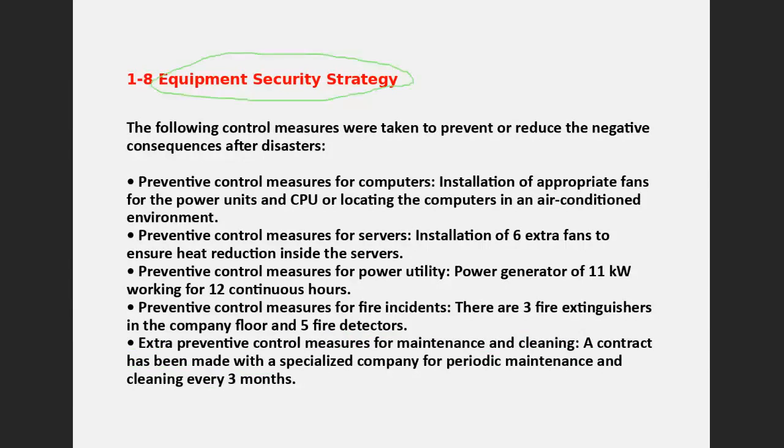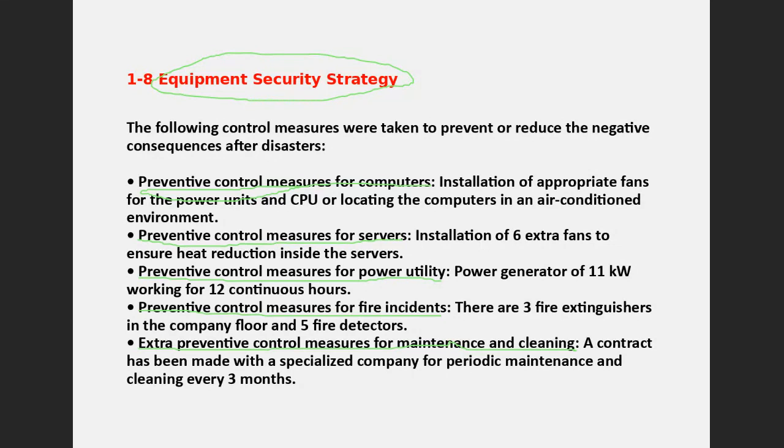Improvement of security strategy. The following control measures were taken to prevent the negative consequences. Preventive control measures for computers: installation of uninterruptible power units and locating the computers in air-conditioned rooms, maintained every month. Preventive control measures for servers: in addition, installation of six extra fans to reduce the heat.